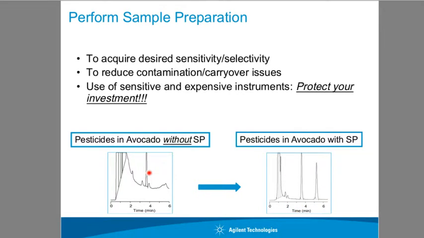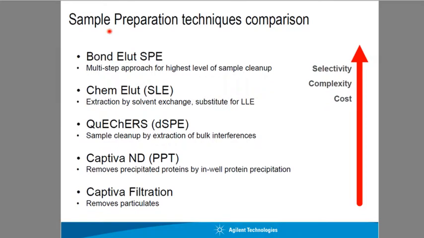And of course, if you're not getting all that junk into your column and into your system, you're also going to end up doing a lot less maintenance over time. So it's a benefit in more than one way. So we have a whole bunch of different sample preparation techniques. And as you go down this list, the selectivity, complexity, and cost do increase.